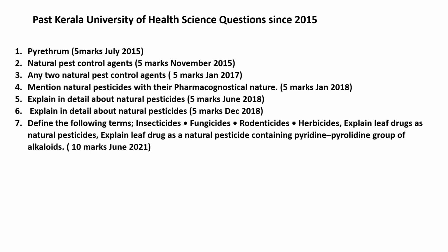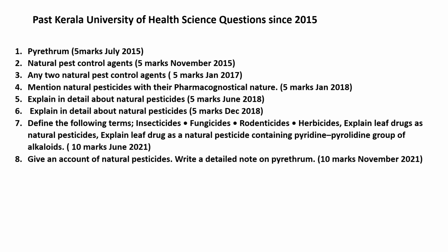Explain in detail about natural pesticides, asked in December 2018, and as a 10 mark question: define the following terms like insecticide, fungicide, rodenticide, herbicide, and explain leaf drugs as natural pesticides. Explain leaf drugs as natural pesticides containing pyridine, pyrrolidine groups of alkaloids, a 10 mark question in June 2021. And they have asked: give an account of natural pesticides, write a detailed note on Pyrethrum.